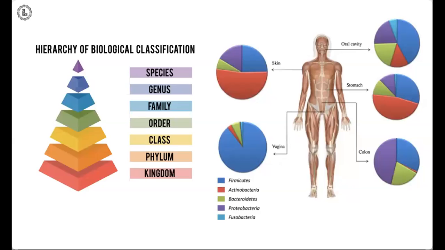And what we observe is that the firmicutes are quite abundant across the body, right? But actinobacteria is very specific to skin and the stomach region, and is present in much lower proportions in the other areas of the body.